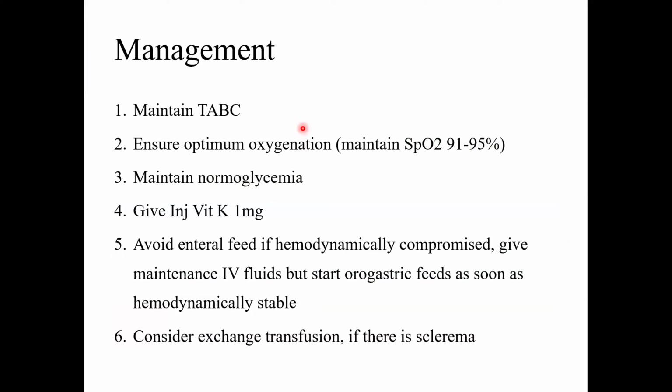So coming to the management, in any newborn emergency, the management starts with TABC: temperature, airway, breathing, circulation. We have to maintain normal SpO2 between 91 to 95, maintain normal sugar, give vitamin K 1 mg, and if the baby is in shock or hemodynamically compromised, then you withhold feeds. Otherwise, you start orogastric feeds as soon as the baby is hemodynamically stable. If there is sclerema, we may consider exchange transfusion. Sclerema, like we discussed, is a form of disseminated sepsis. So we may consider exchange transfusion in sclerema.